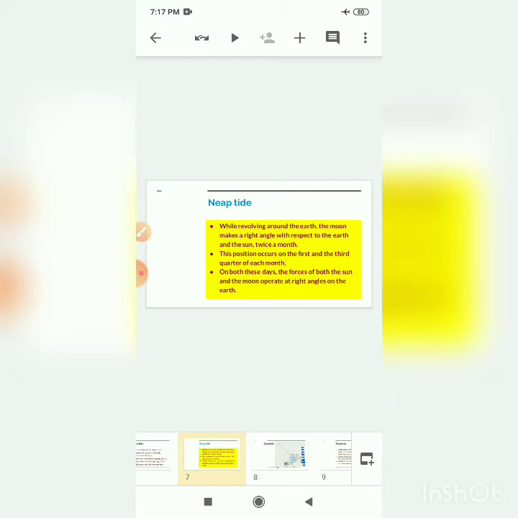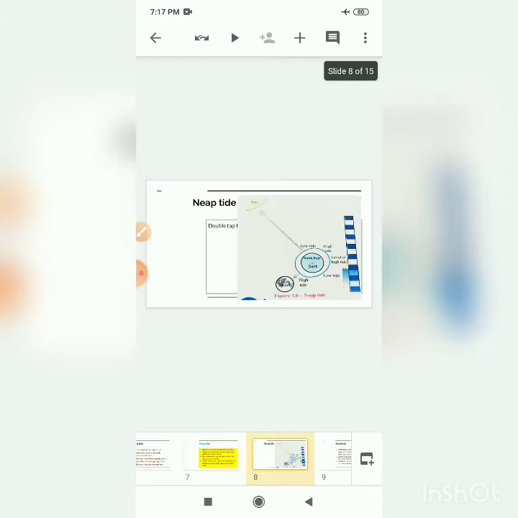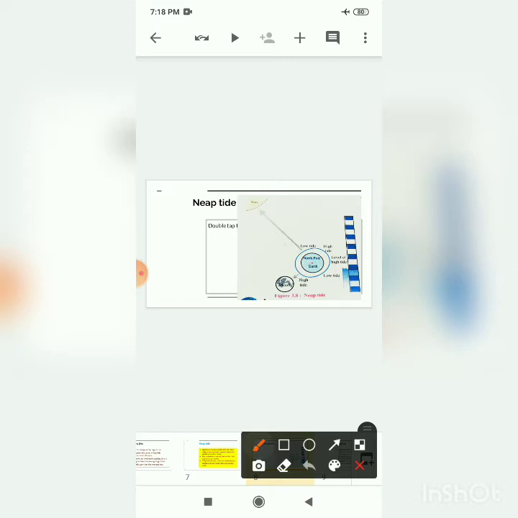On both these days, the forces of both the sun and the moon operate at a right angle on the earth. We can see the image that has been given, students. Here you can see the sun, here you can see the moon, and here you can see the earth. If you look at the picture clearly, you will see the moon is much closer to the earth as compared to the sun.